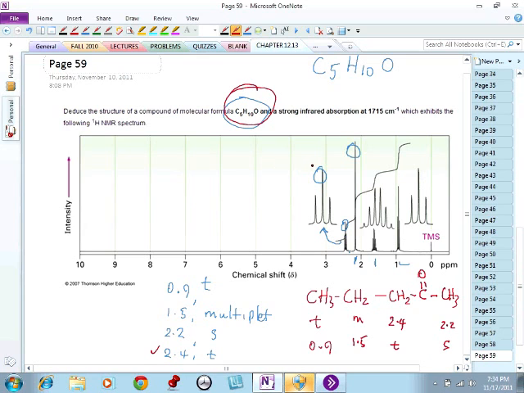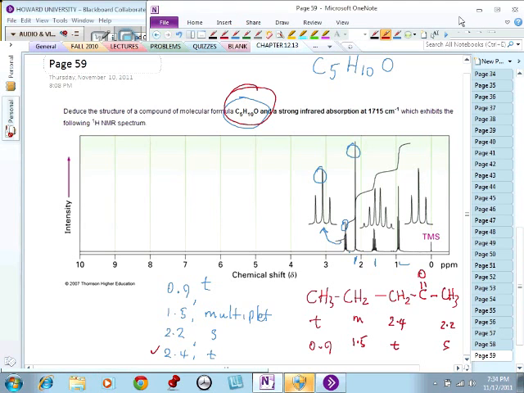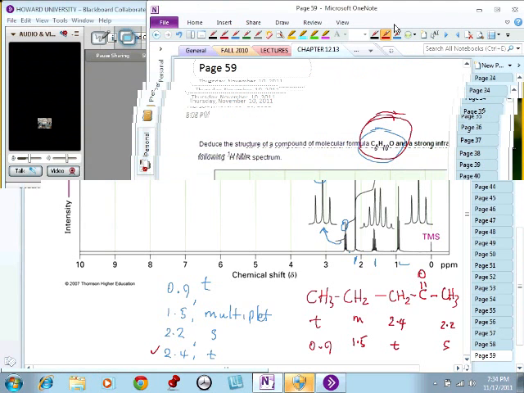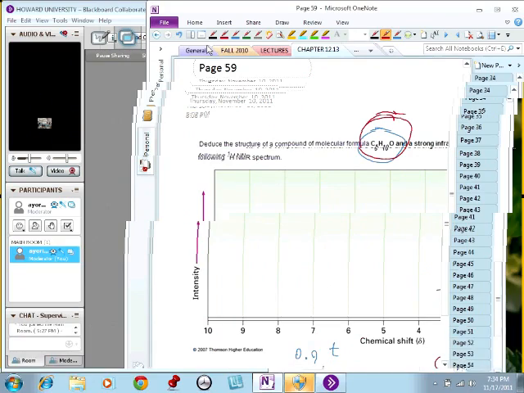Anyway, this is the kind of thing we are going to be doing on Monday during the online session. And then on Tuesday we'll finish up the NMR spectroscopy when we do carbon NMR. So you guys enjoy your weekend.